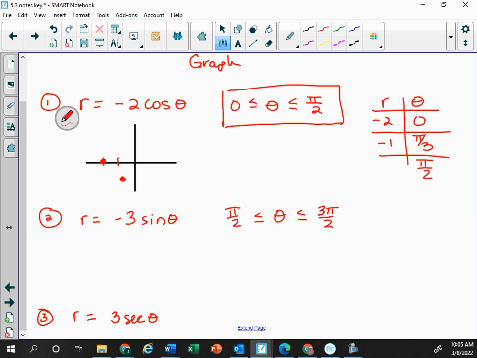And then what if I plug in pi over 2? What's the cosine of pi over 2? 0. So we're back here. So it is this side of the circle that you get going from 0 to pi over 2. Does that clear up that issue, guys?